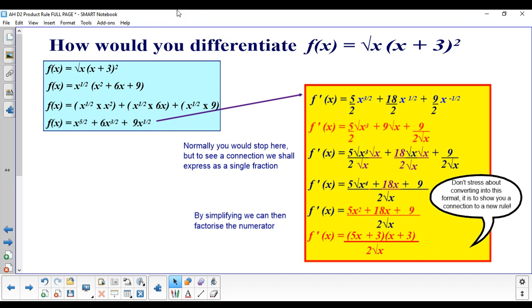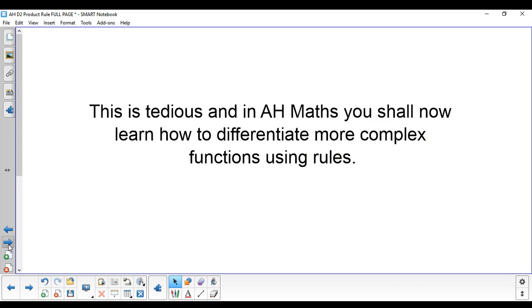I am just showing you how your original function here will come to this as an answer, to show you that you don't have to do 10 lines of working to get to this answer, because there are more sophisticated techniques that you can use now, okay? So it's obviously tedious, and in Advanced Higher maths you're going to be more sophisticated and learn new different rules. So let's have a look at these.